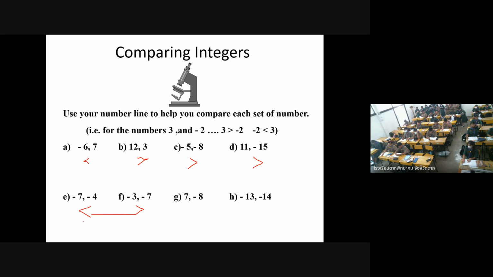Next, letter G, 7 and -8. 7 is more than -8. And letter H, -13 and -14. -13 is more than -14. That would be all. Okay. I'll get the score first.